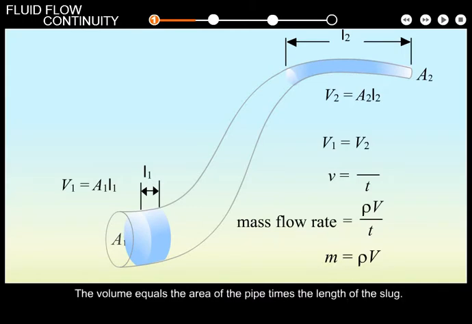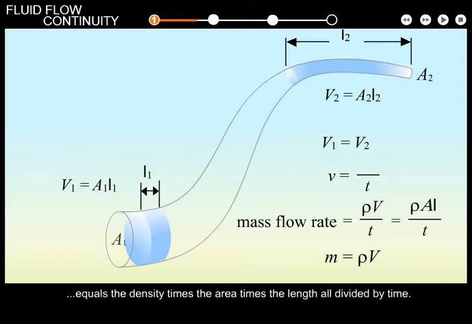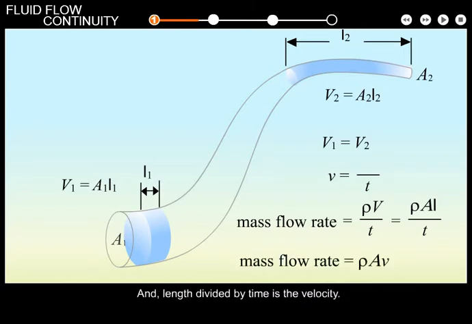The volume equals the area of the pipe times the length of the slug. Substituting this into the mass flow rate equation above allows us to say that the mass flow rate equals the density times the area times the length, all divided by time. And length divided by time is the velocity. So the mass flow rate equals the density times the area times the velocity. We've paved the way to an understanding of the flow of fluids.